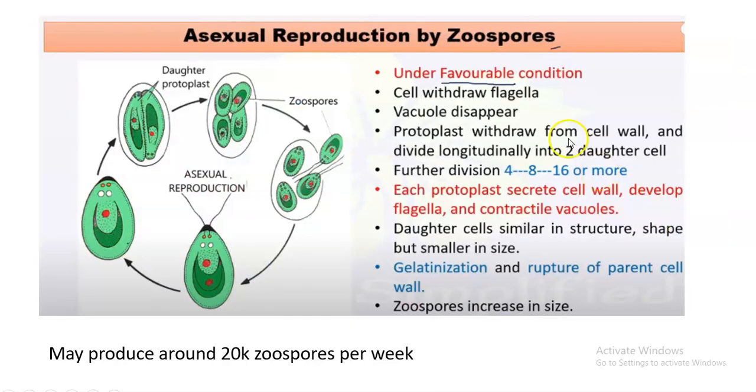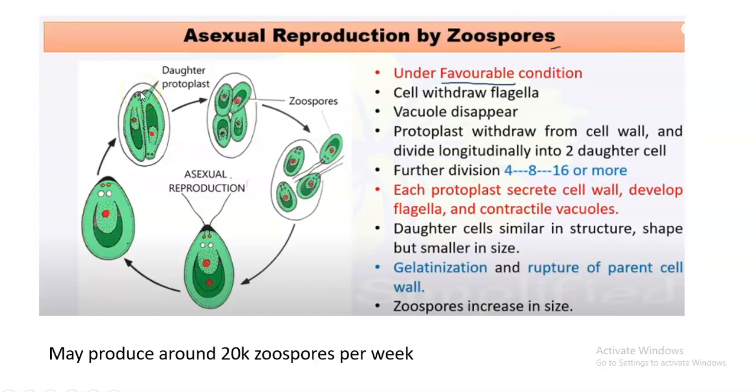Asexual reproduction through zoospores. You can see that this was a normal mature thallus. During asexual reproduction through zoospores, it will first undergo some modification. First, it will lose its flagella to become like this. Then it will lose its contractile vacuoles. Okay, now it has removed contractile vacuoles. Now its protoplasm, this green colored protoplasm, will detach from the cell wall. You can see a gap between cell wall and protoplasm.